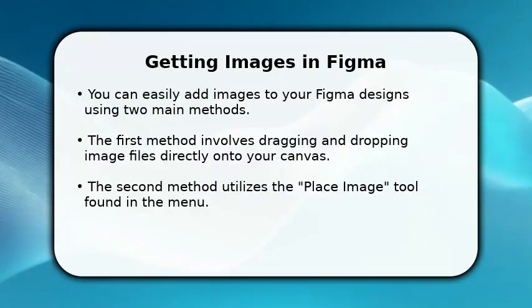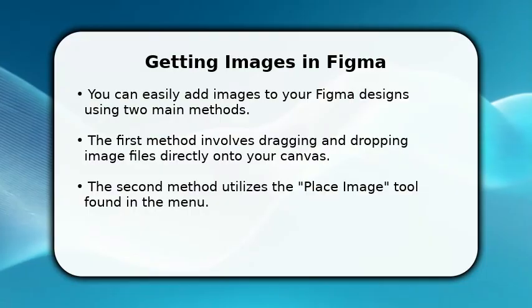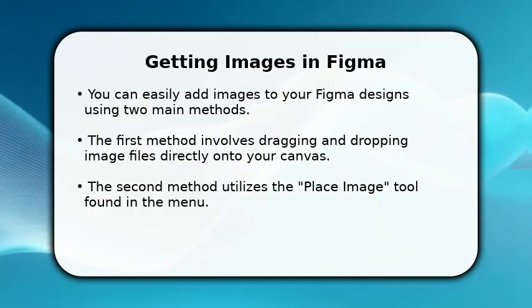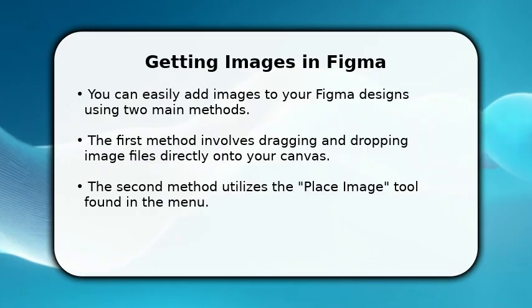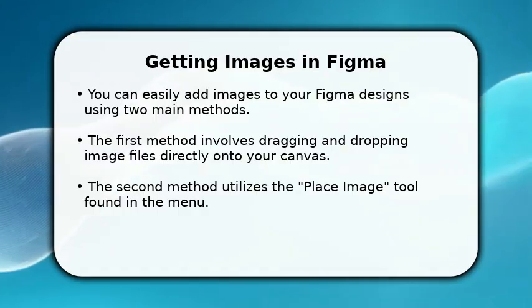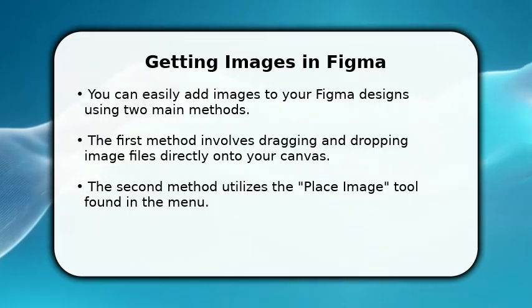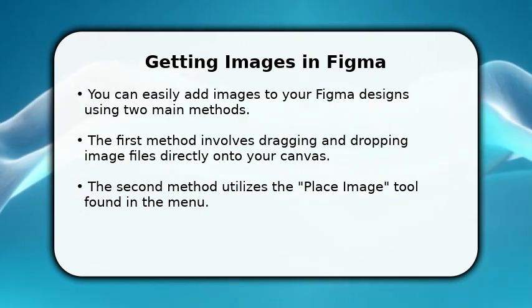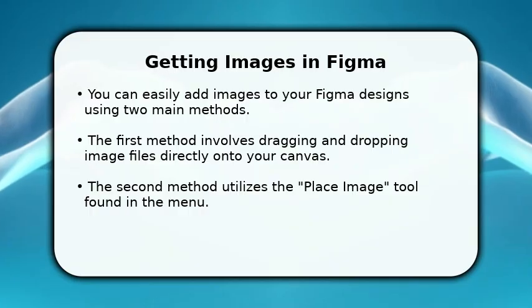Enjoy the video. In this video, I will show how to get images in Figma. Adding visuals to your designs is a core part of the creative process, and Figma offers two straightforward ways to achieve this. We'll begin by exploring the quick and intuitive drag-and-drop method, which is perfect for bringing in one or several images instantly. Following that, we'll dive into the Place Image tool, providing a more structured approach for selecting and placing your desired graphics. Both methods are efficient and easy to master, enhancing your workflow significantly.